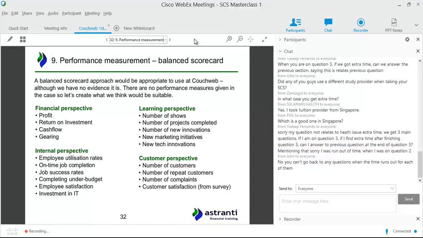The internal perspective is also very important. There are a few key things regarding internal perspective that are important for CouchWeb. Obviously, a lot of it relates to employees, because internal perspective is all about running efficiently and keeping employees satisfied. So employee satisfaction would be important here. How effectively employees are being utilized, what our completion rates are for jobs, a job success rate, on-time completion, have we completed them under budget, and so on.